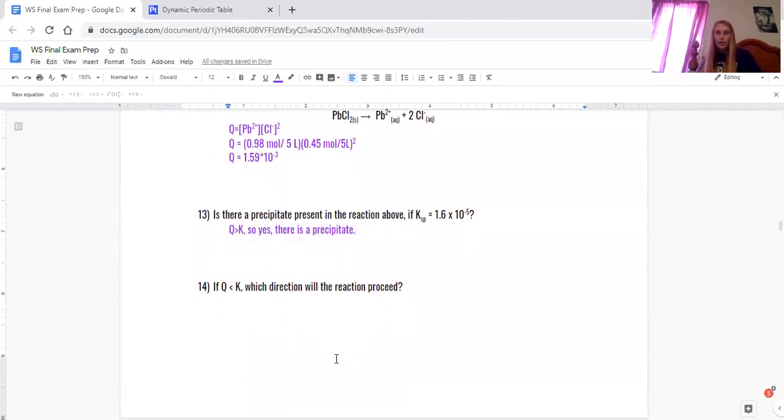If Q is less than K, which direction will the reaction proceed? And so if Q is less than K, then it is going to shift toward the reactants. No, shift toward the product. Sorry, I said that backwards. So let's go ahead and put that in here.